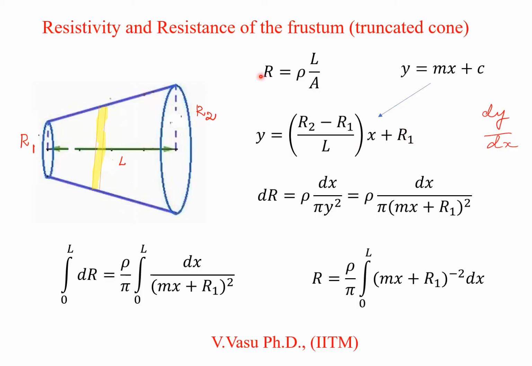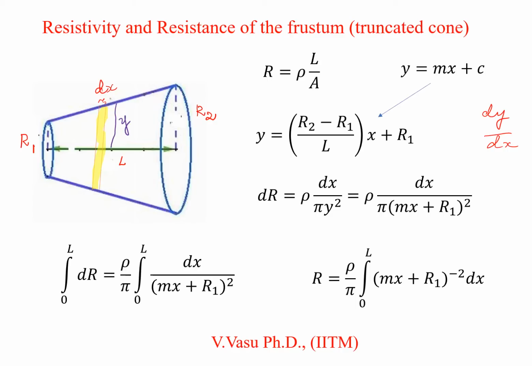Now, what is dR? That is the small resistance, where L is equal to x. I am taking a small volume element of thickness dx. This is dx, and this is y. The radius at a particular point is equal to y. So y is the radius.